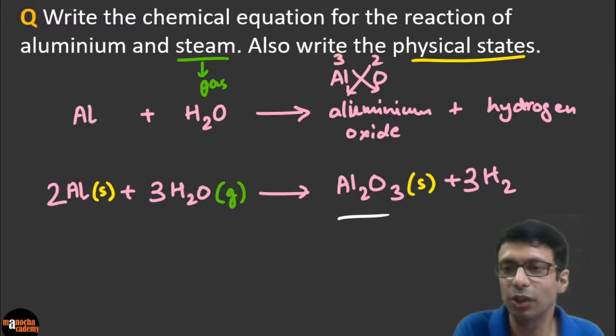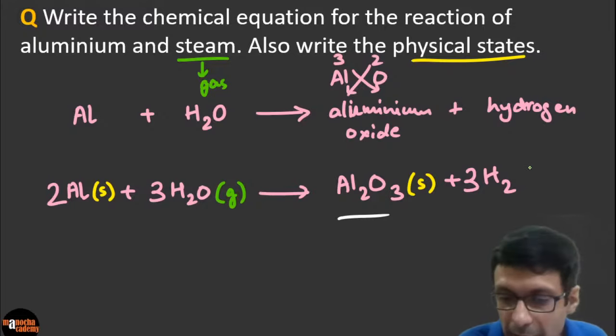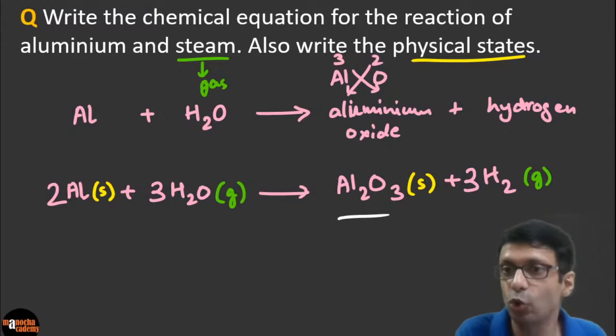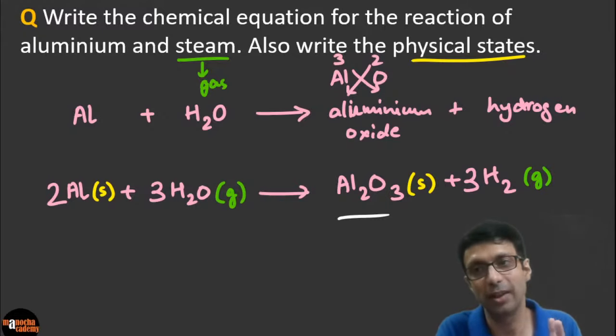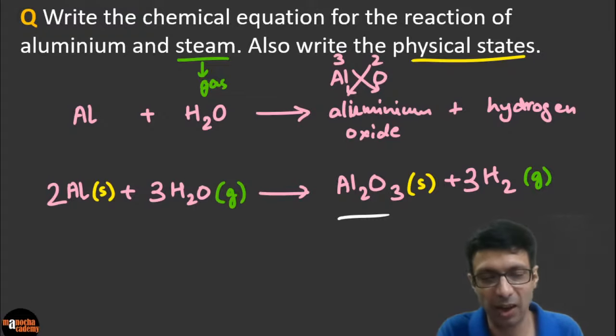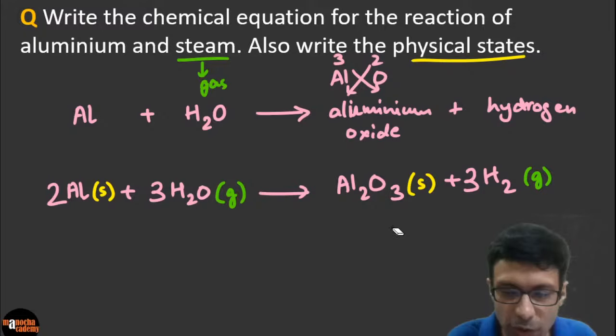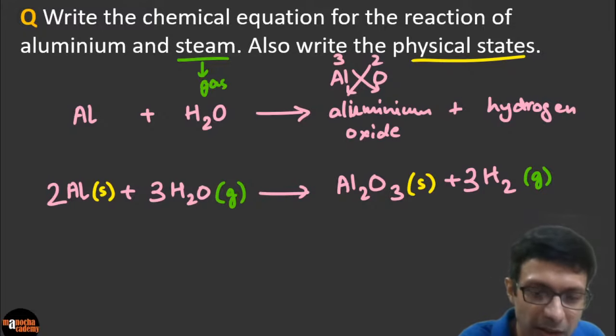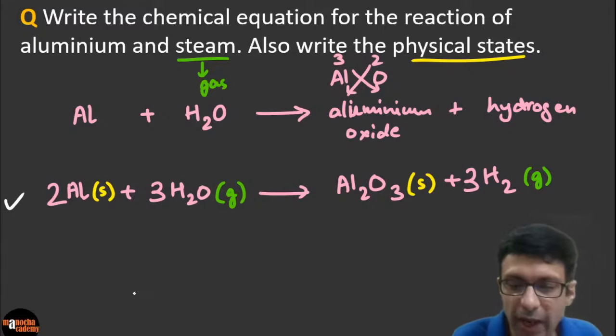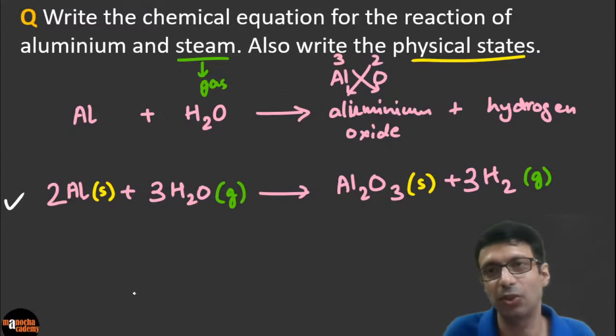And last one, hydrogen, you know, very easy. Hydrogen is definitely a gas, but don't forget to write H2 because one molecule of hydrogen contains two hydrogen atoms, right? So here is our final answer. Can you see the final answer here? So this is our final answer. 2Al plus 3H2O gives Al2O3 plus 3H2.